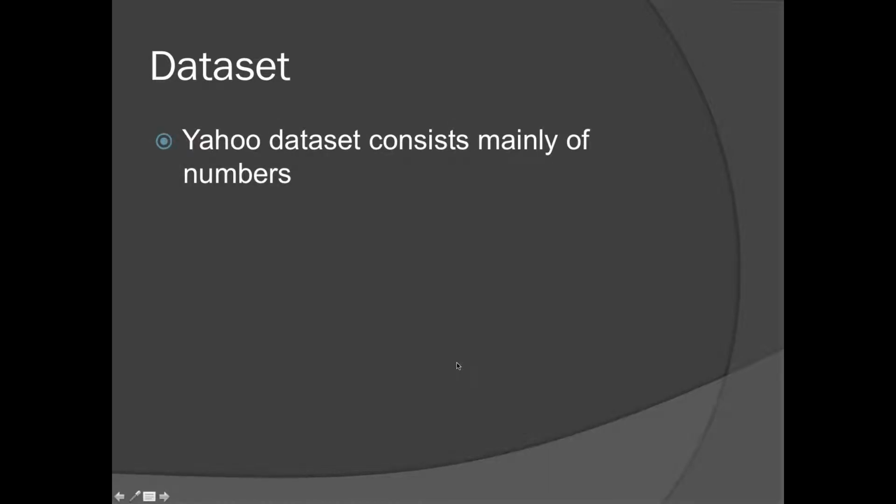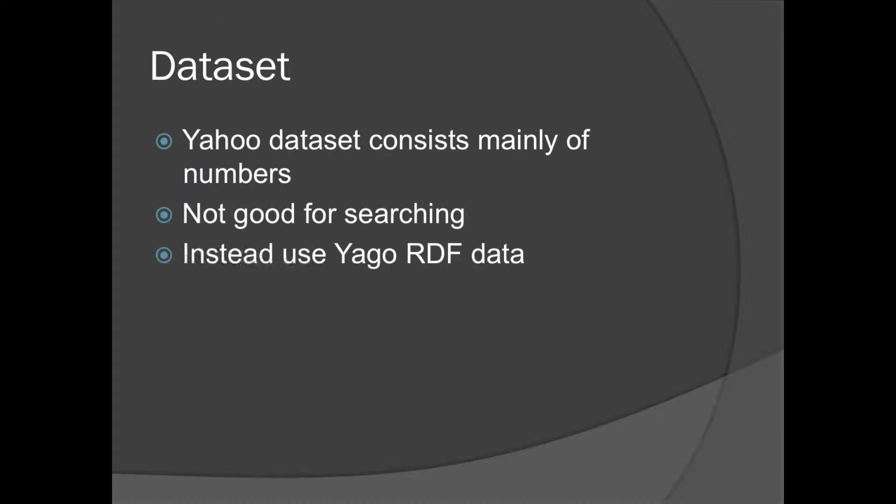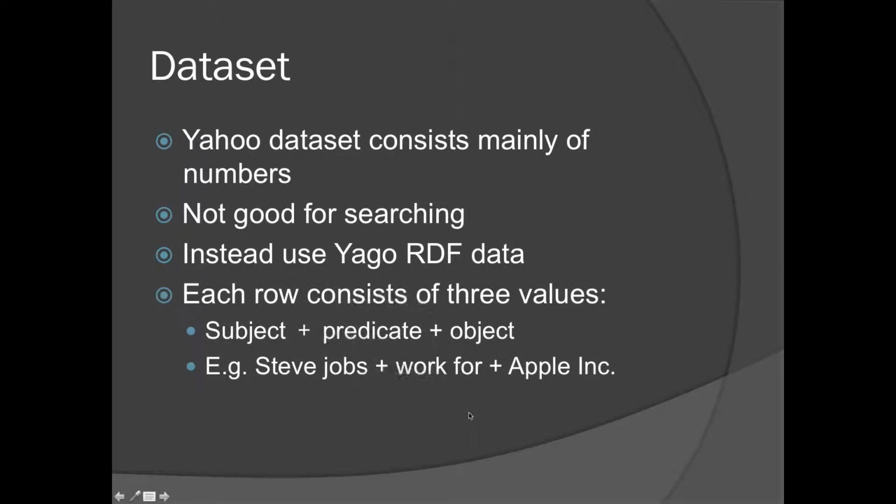The Yahoo dataset only consists of numbers, and since we are dealing with search, it's not reasonable to search numbers, because if you search for 0, then it may match lots of numbers, right? So it's not good for searching. So we instead use the Yago RDF data. The data set looks like this. For each row, it contains 3 values: the subject, predicate, and the object. For example, it may contain a row like Steve Jobs works for Apple company.